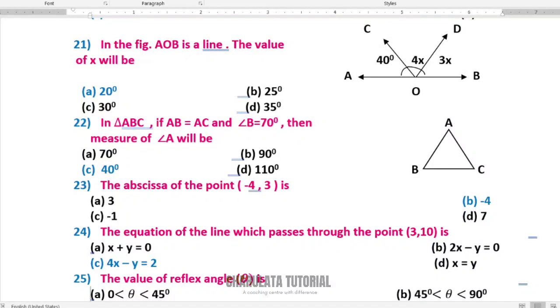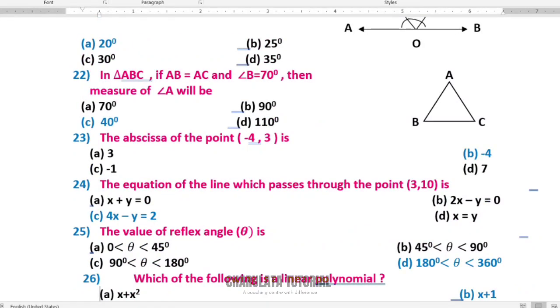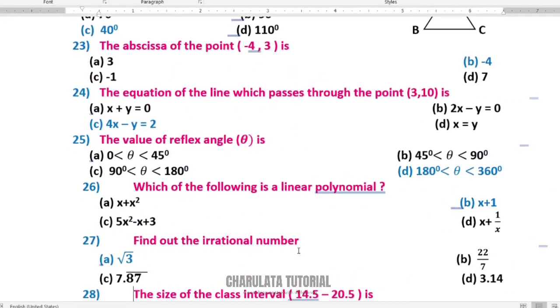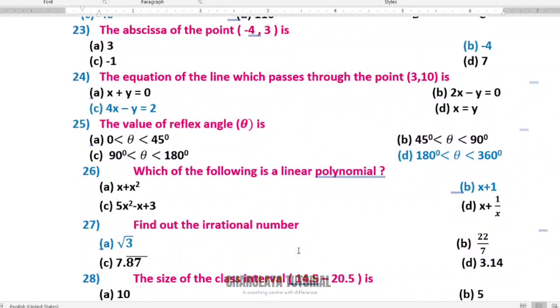The equation of the line which passes through the point 3, 10 is, here if we put x equal to 3 and y equal to 10, we get equation C, 4x minus y equal to 2 is correct answer. The value of the reflex angle lies between 180 degree and 360 degree. That is correct option is D.